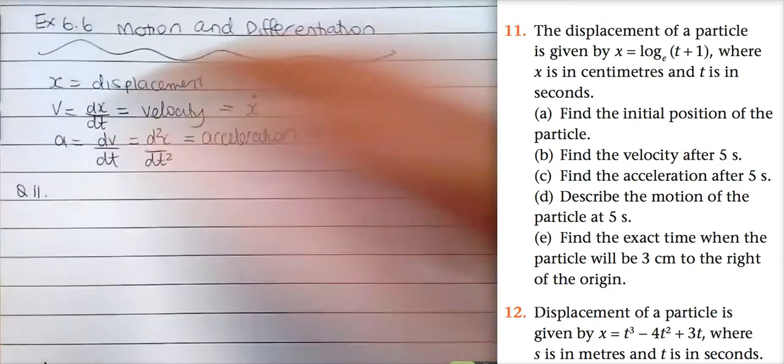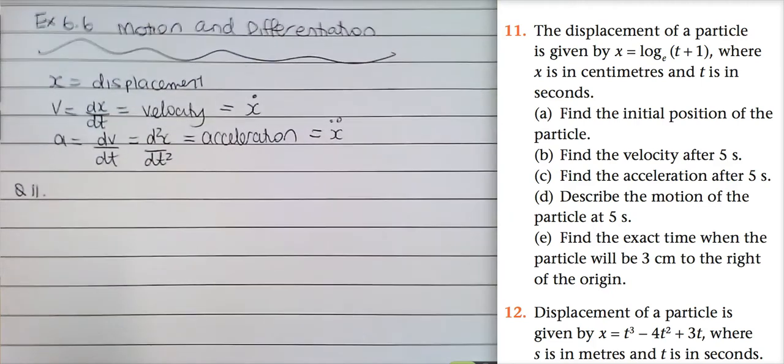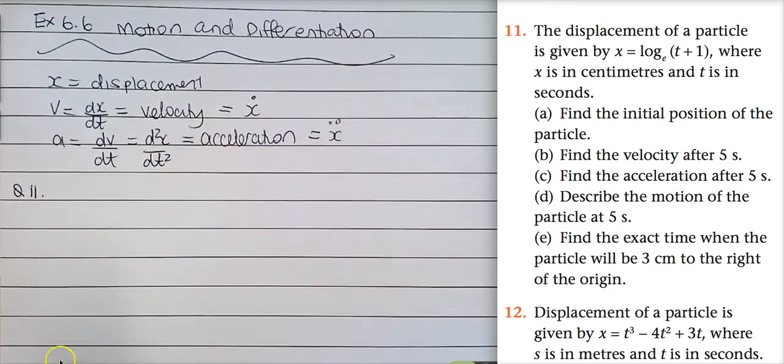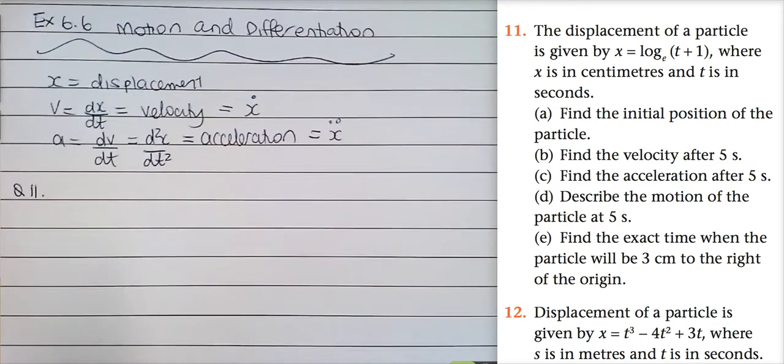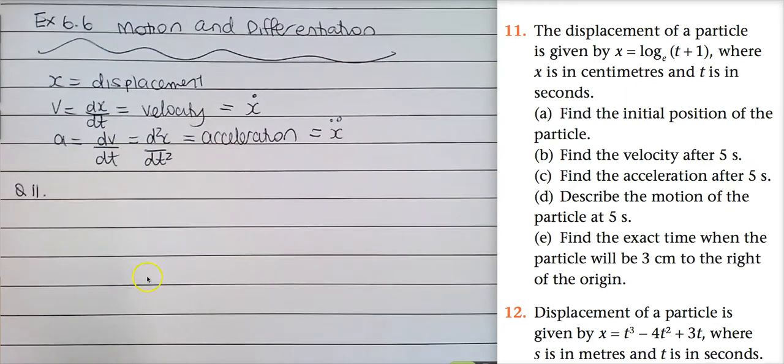Just going to look at another few questions in this exercise. Question 11, because it's a log question. The displacement of a particle is given by x equals log to the base e of t plus 1, where x is in centimetres and t is in seconds. Find the initial position. What's that asking you to find?